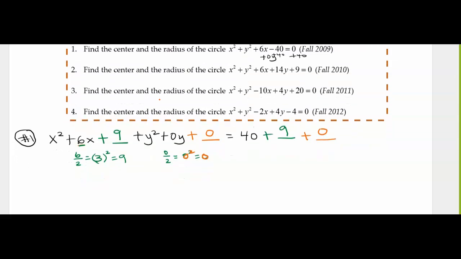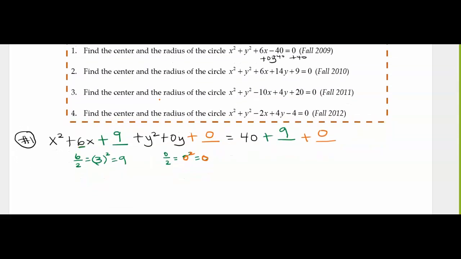All right, so now let's go ahead and write this down in standard form. So here I'm going to have x plus 3, because 3 was half of my middle term, all of that squared, plus y, well, let's see on this one, I'll write it like this so you can see what I mean. It's going to be y plus 0 all squared.